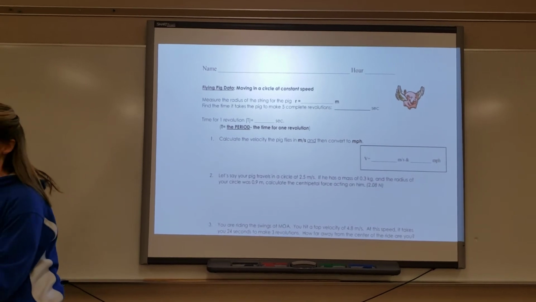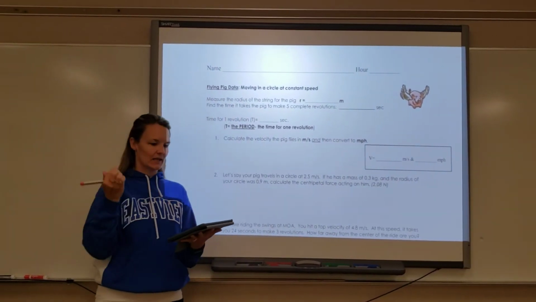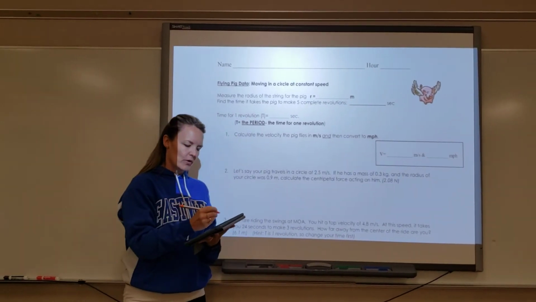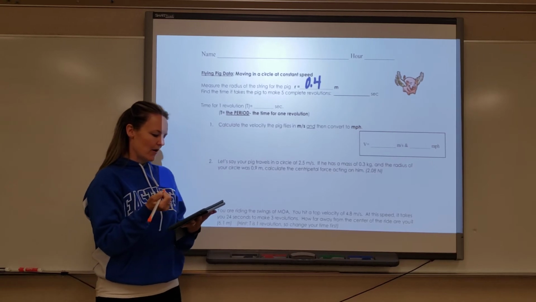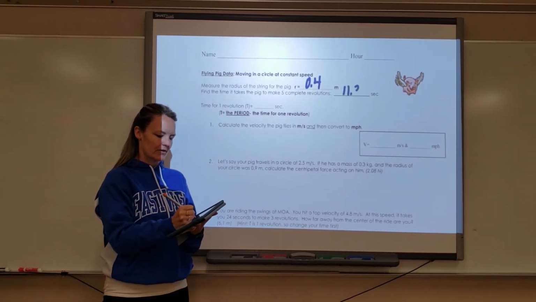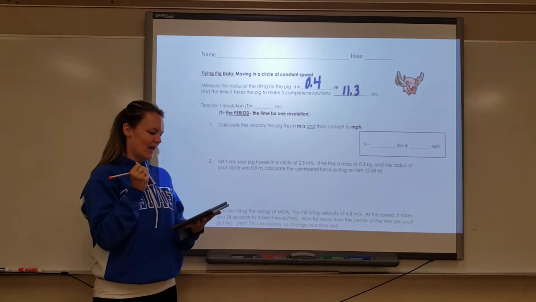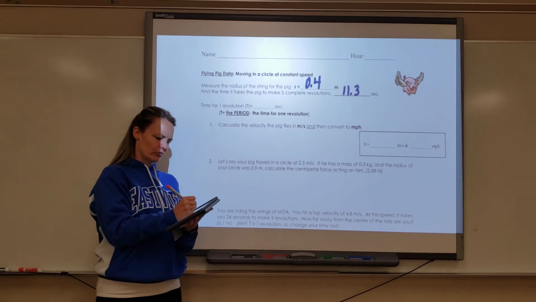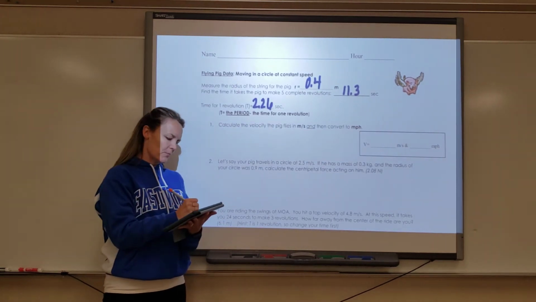Okay, so I am back up front. We just collected our data. We got to see our pig flying in a circle at constant speed. We found the radius to be 0.4 meters, and we found the time it took to make 5 complete revolutions was 11.3 seconds. If I divide that by 5, I get 2.26 seconds. This is the number that we need.